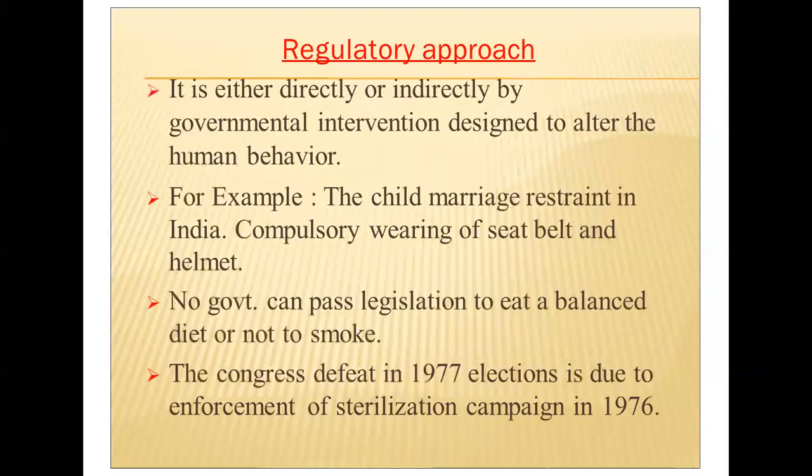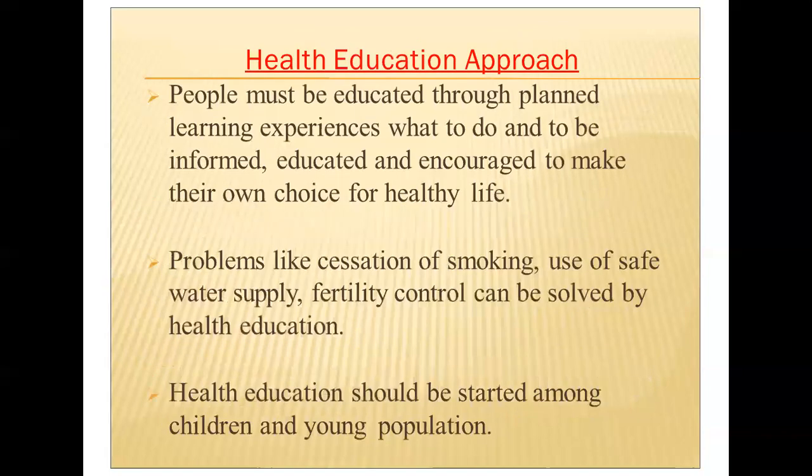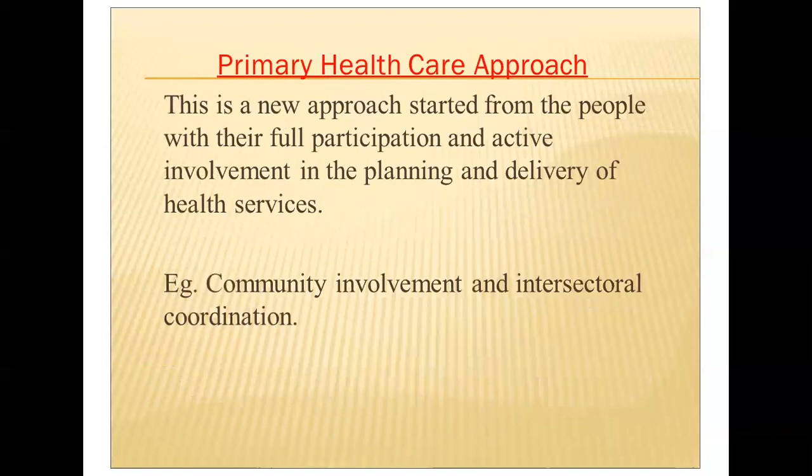So what are the four approaches? The regulatory approach, which is passed by the government for altering human behavior. Next is the service approach, which provides health services needed by the people at their doorsteps, but this is a failed approach. Third is the health education approach, making people understand from childhood. Health education should start from children or the young population, so that we can educate them on how to lead a healthy life. And the last one is the primary healthcare approach, the new approach started from the people's side with their full participation and active involvement, so that we can deliver the health services.